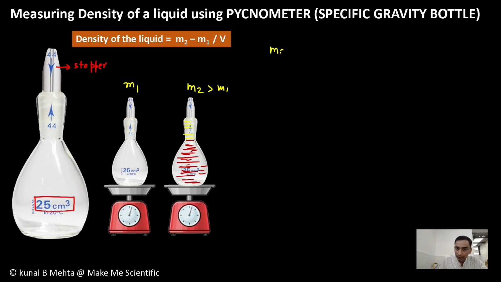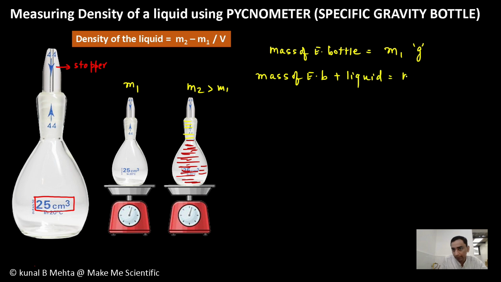So first thing, the mass of the empty bottle is M1 grams. The mass of the empty bottle plus liquid is M2 grams. The mass of only the liquid will be M2 minus M1 grams, right? If you take the difference, you will get the mass of only the liquid.